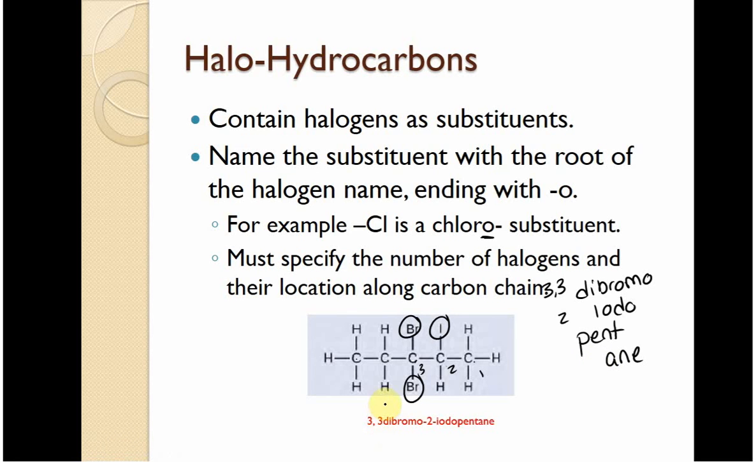There should be a dash between the number and any letter, okay? That's kind of how I'm trying to do it. And so it would be 3,3-dibromo-2-iodopentane.